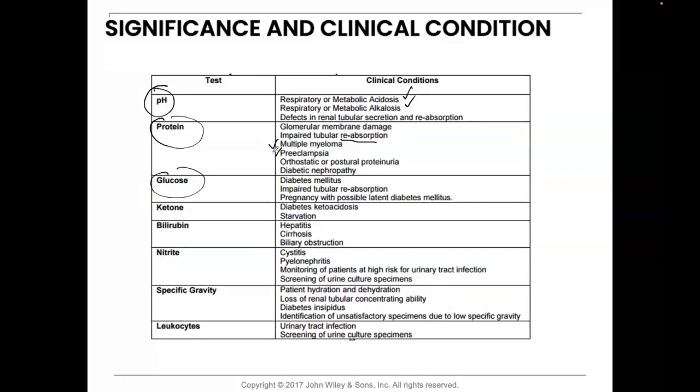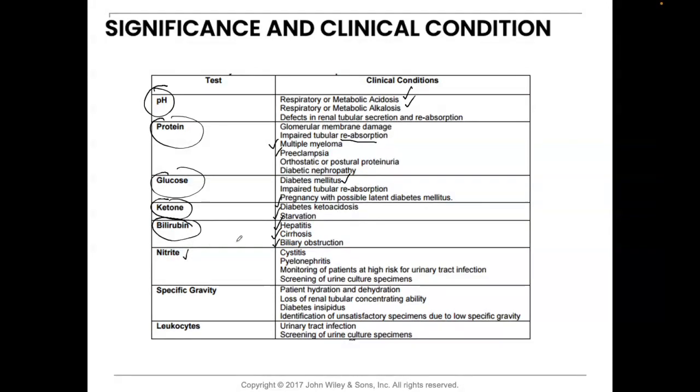Is there glucose in the urine? That can be seen with diabetes mellitus or impaired tubular reabsorption. Pregnancy with possible latent diabetes mellitus. Are there ketones? That could be seen with diabetic ketoacidosis, or if a person is in a fasting state, just breaking down their own fat, then their body's going to push out ketones. If there's bilirubin, then there's going to be some sort of liver issue like a hepatitis or cirrhosis of the liver or a biliary obstruction.